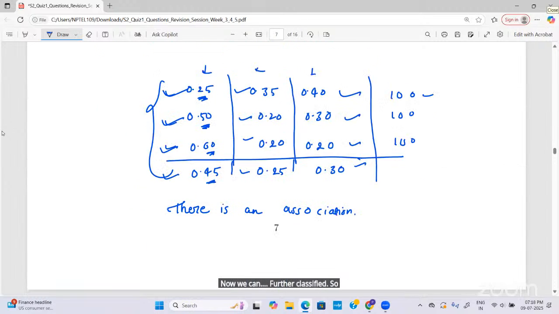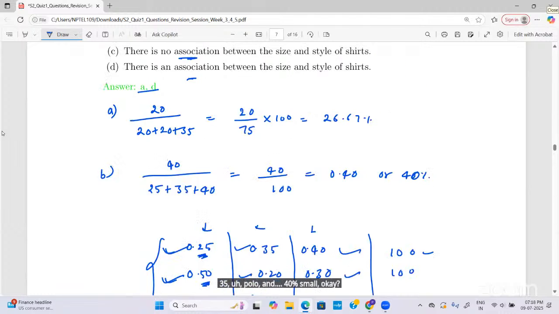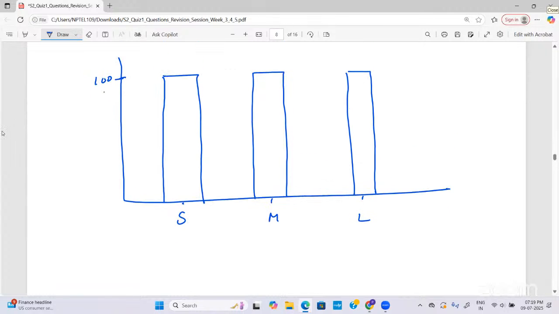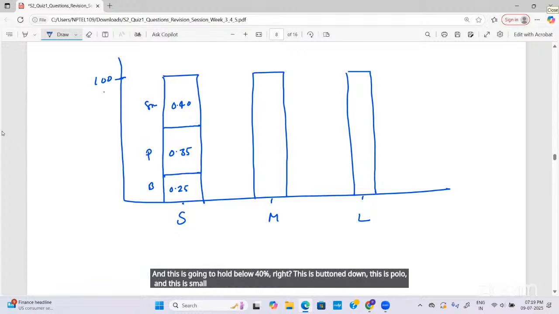Now we can further classify it. Small size has 25% button down, 35% polo and 40% small print. So from the entire, suppose this is 25%, this is 0.35, and this is 0.40, 40%, right? This is button down, this is polo, and this is small print.